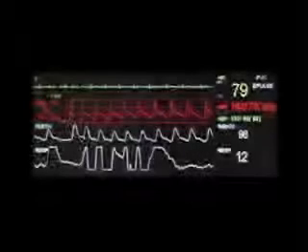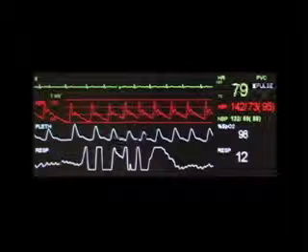By following these steps, arterial catheterization can be a safe and effective procedure.